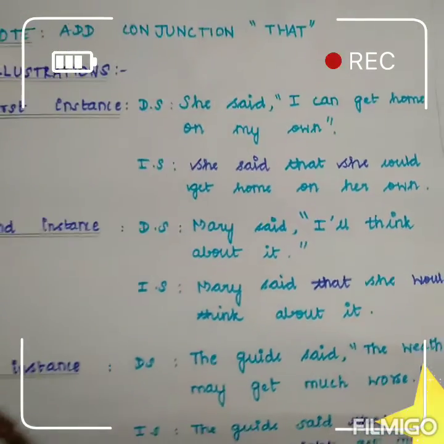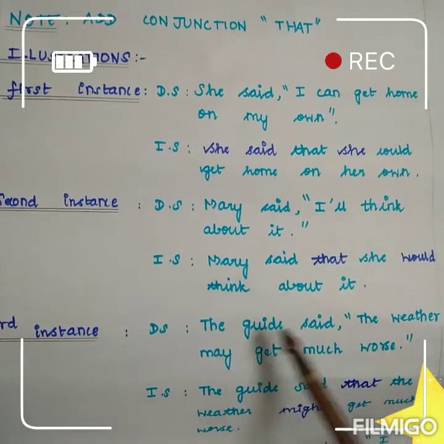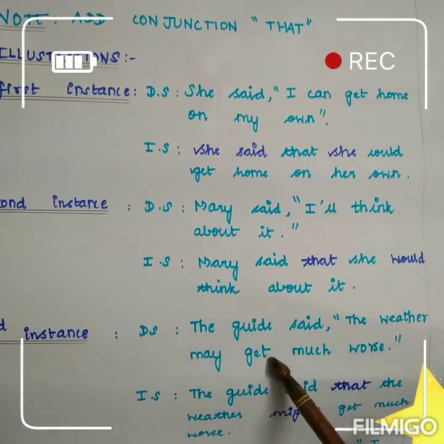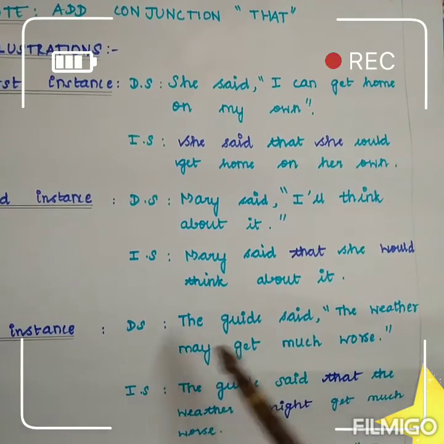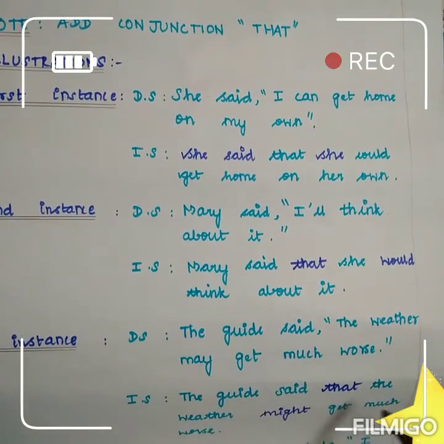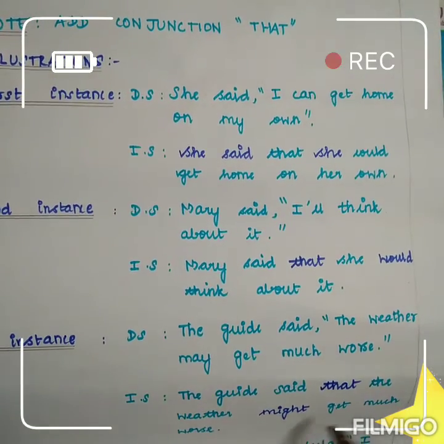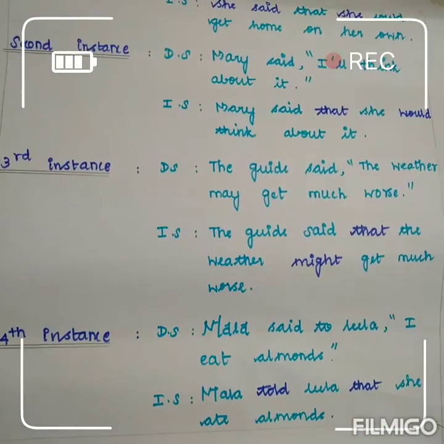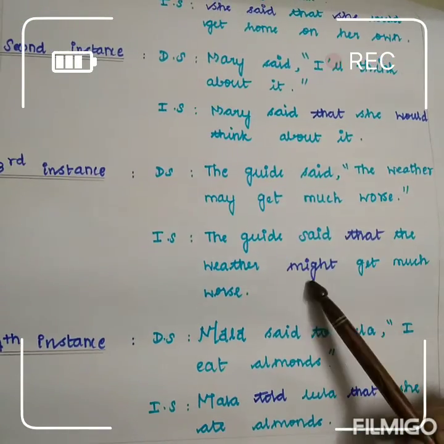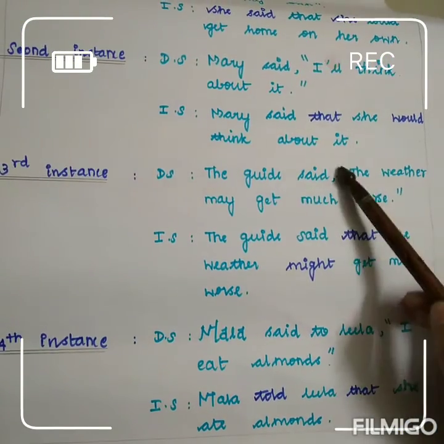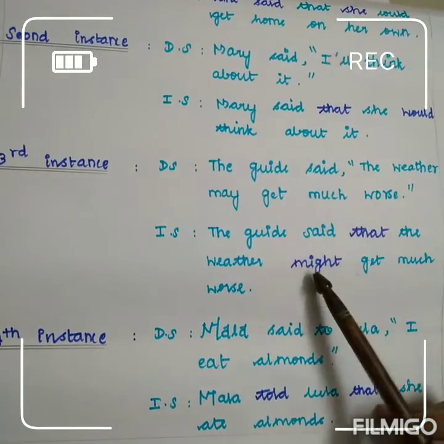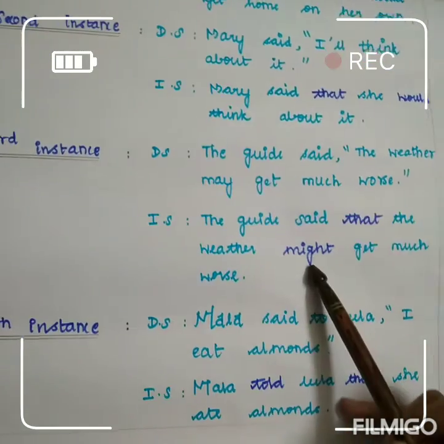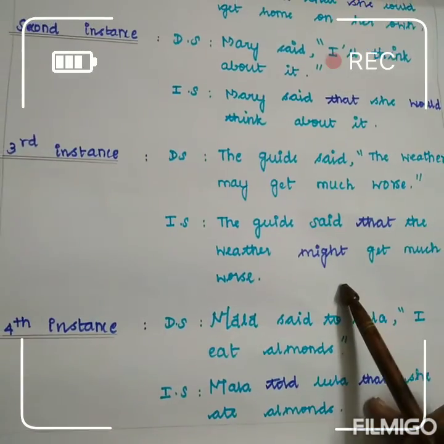Your third instance: The guide said, "The weather may get much worse." And your answer: The guide said that the weather might get much worse. In this example, we have added that, we have removed the quotation mark, and you can see that may is converted to might here. So this is the tense conversion.